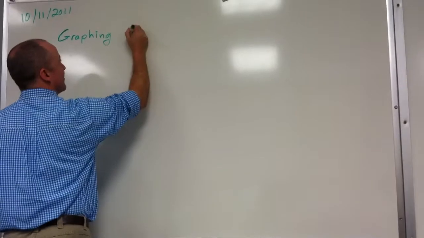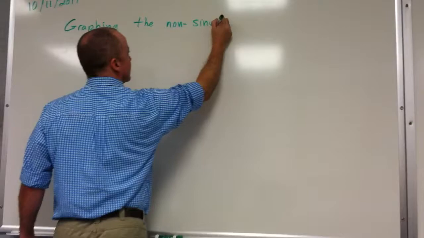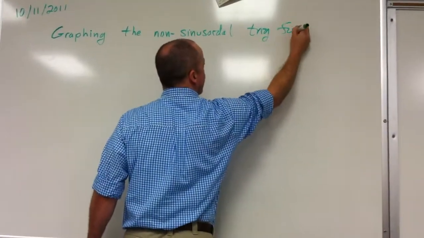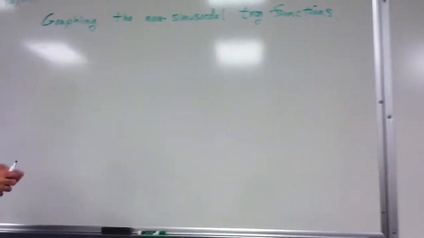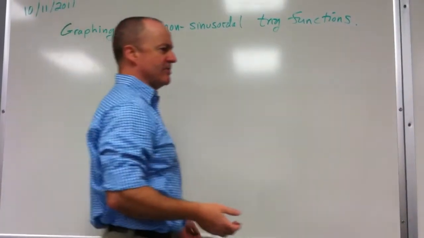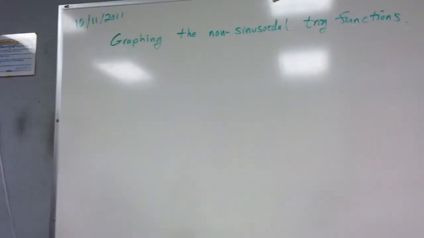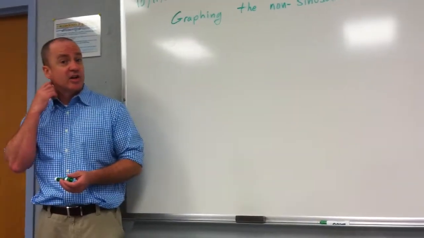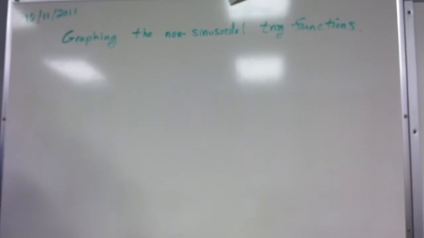Graphing the non-sinusoidal trig functions. The sinusoidal ones. I love that word. Hate this marker though. The sinusoidal functions are of course sine and cosine in all their variations, but you can also graph tangents, secants, cosecants, and cotangents. I am going to start with secant and cosecant because they're a little bit easier in my humble opinion.